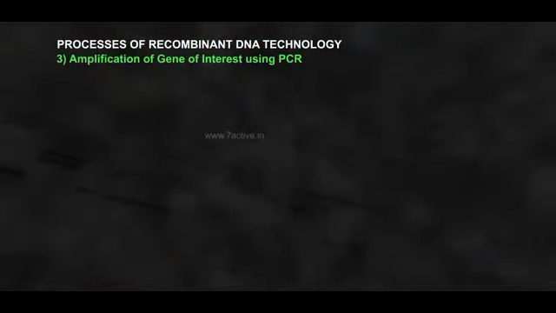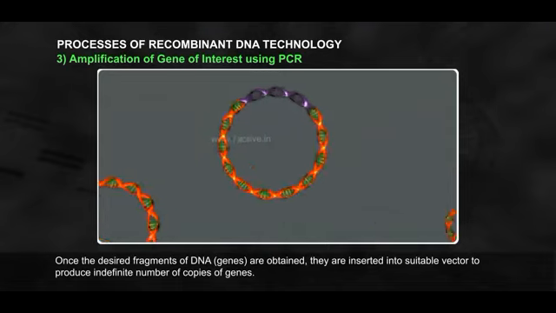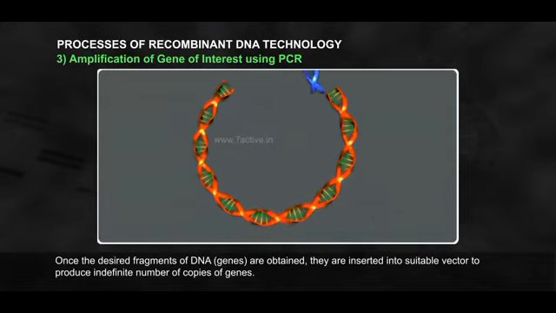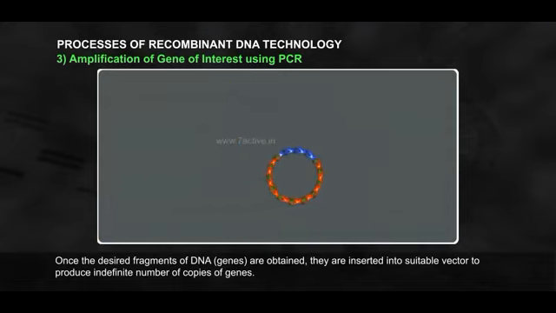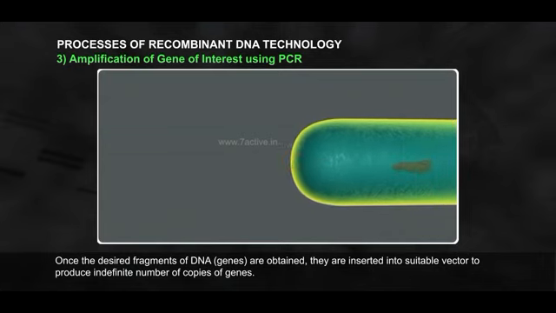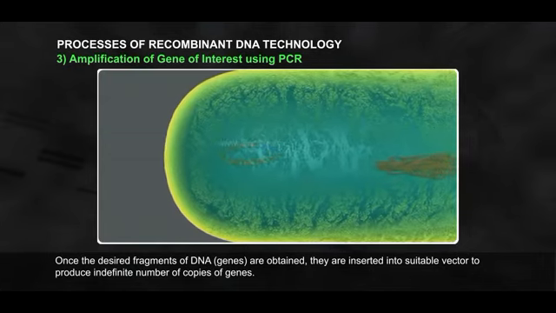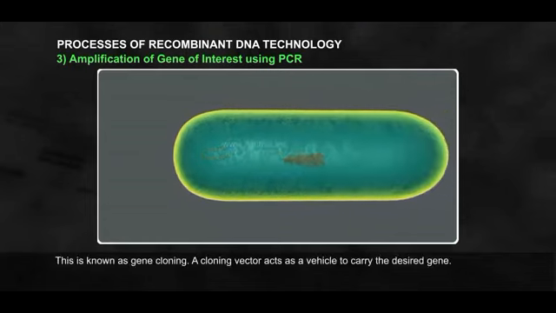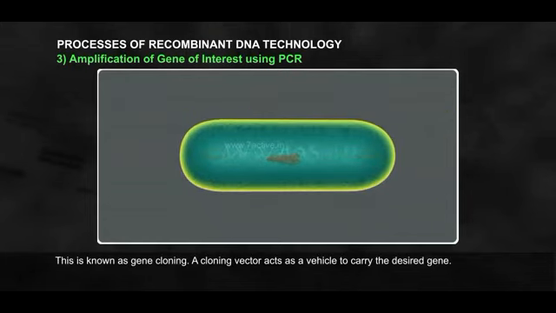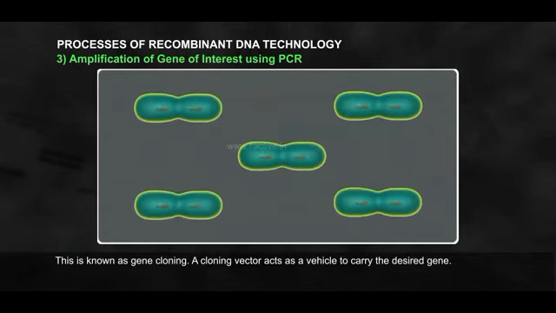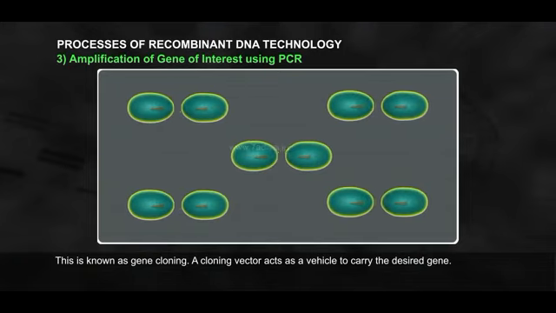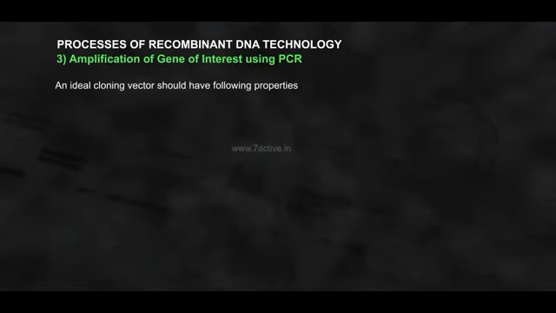3. Amplification of gene of interest using PCR. Once the desired fragments of DNA genes are obtained, they are inserted into a suitable vector to produce an indefinite number of copies of genes. This is known as gene cloning. A cloning vector acts as a vehicle to carry the desired gene. An ideal cloning vector should have the following properties.